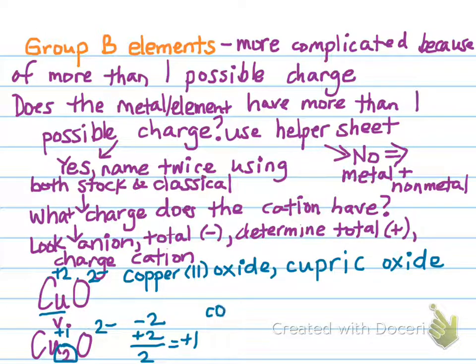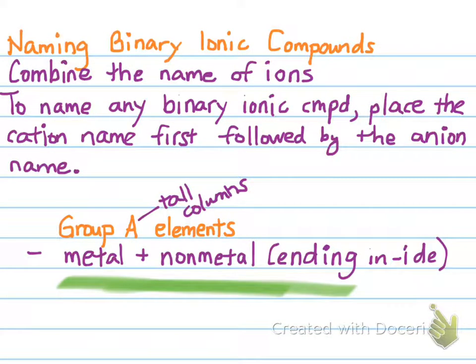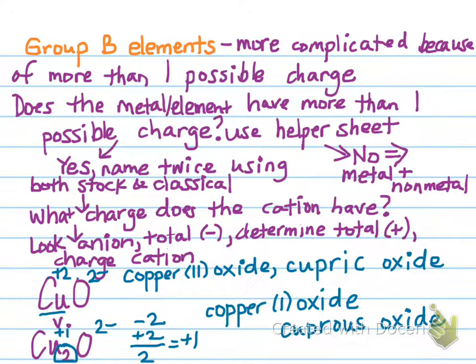So this is copper(I) oxide. This is Cupr, and +1 is the lower charge one, so it's cuprous oxide. Okay, so that's how you have to do that for group B elements. Now, if it was a silver compound, I would just name it silver plus the name of its nonmetal, because silver on my helper sheet only has one possible charge.